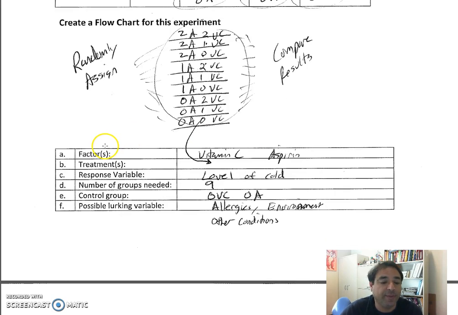Some questions I can ask would be about factors. So in this case, the factors are vitamin C and aspirin. If I ask for treatments, you would list all 9 treatments. 2 aspirin, 2 vitamin C. 2 aspirin, 1 vitamin C. 2 aspirin, 0 vitamin C. 1 aspirin, 2 vitamin C. 1 aspirin, 1 vitamin C. 1 aspirin, 0 vitamin C, 0 aspirin, 2 vitamin C, 0 aspirin, 1 vitamin C, 0 aspirin, 0 vitamin C.